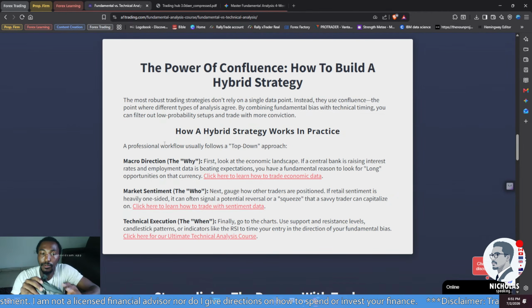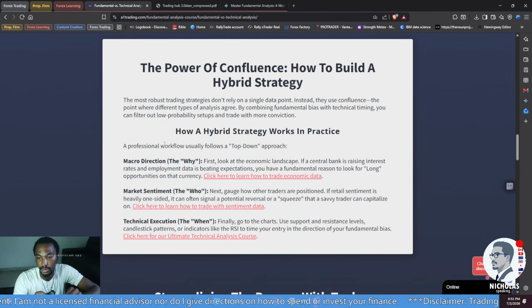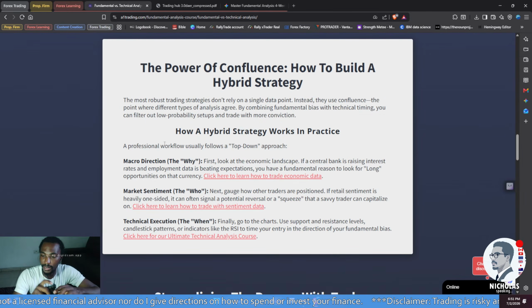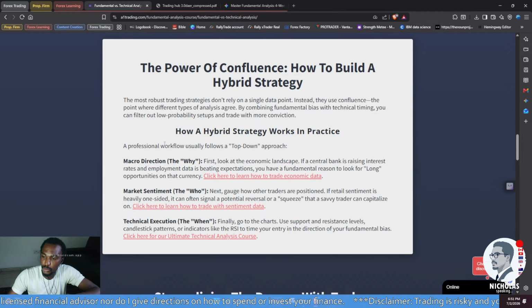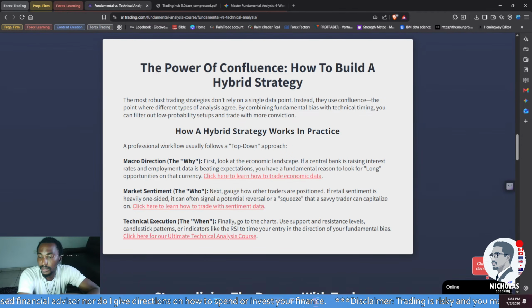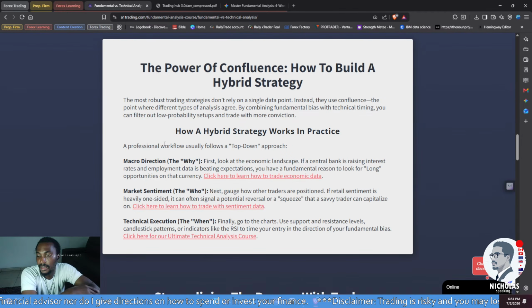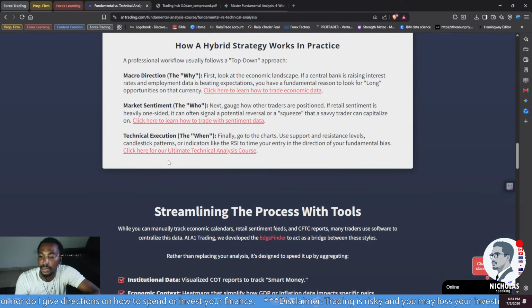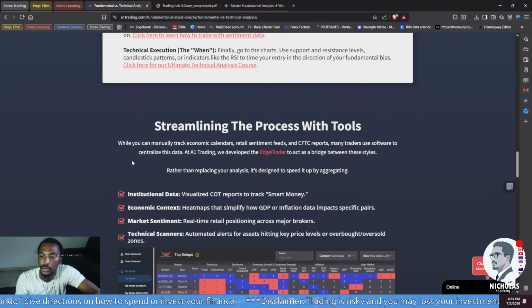Now, technical execution, the when. Finally go to the chart, use support and resistance levels, candlestick patterns, or indicators like the RSI to time your entry in the direction of fundamental analysis. Streamlining the process with tools.